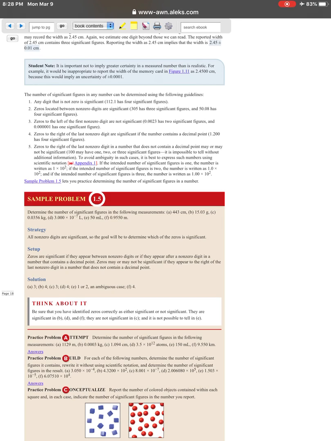So counting the number of significant figures is a skill you want to develop with some of these practice problems. Let's look at rule number 4. Zeros to the right of the last non-zero digit are significant if the number contains a decimal point. So for example, 1.200. If the number has a decimal point, and this one does, those zeros to the right of the non-zero digit are significant. So the zeros to the right of the 2, because the number has a decimal point, are significant. So that's 4 significant figures for that one.